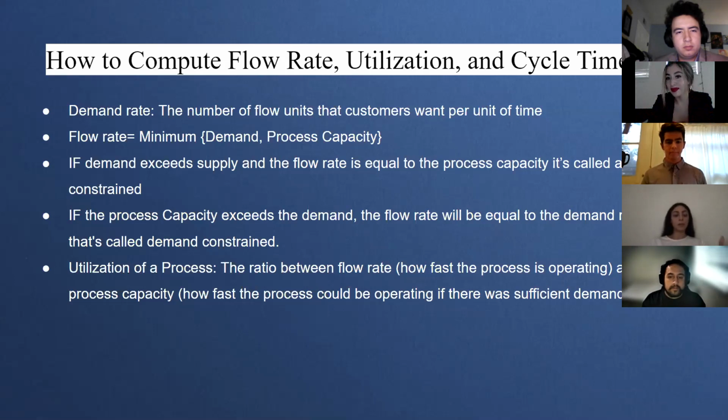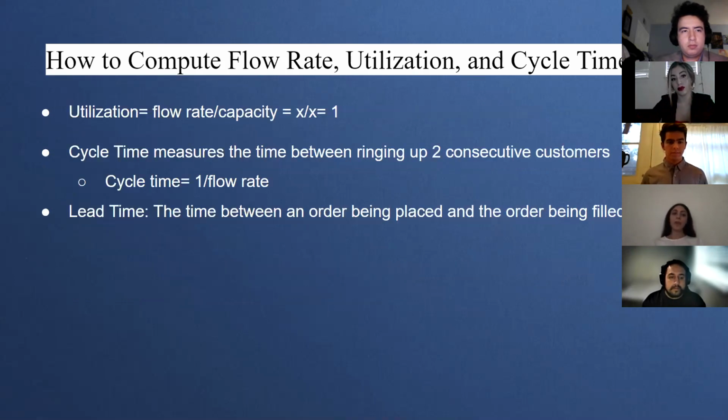Next point, utilization of process. The ratio between flow rate, how fast the process is operating, and the process capacity, how fast the process could be operating if there was sufficient demand. To the next slide.